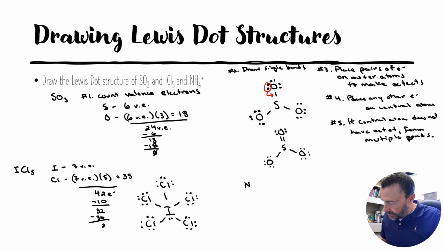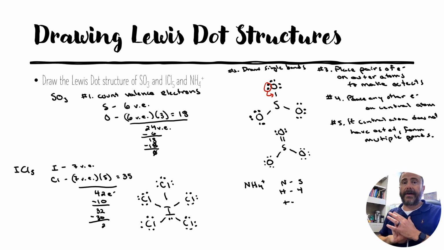All right, last one. Let's do NH4+. Nitrogen is in group 5, so it has 5 valence electrons. Hydrogen is in group 1, so each one of them has 1 valence electron, and so there are 4 total, 4 times 1. But then we have a +1 charge. Remember, when we've got a +1 charge, we have to subtract an electron. So 5 + 4 - 1 is 8.